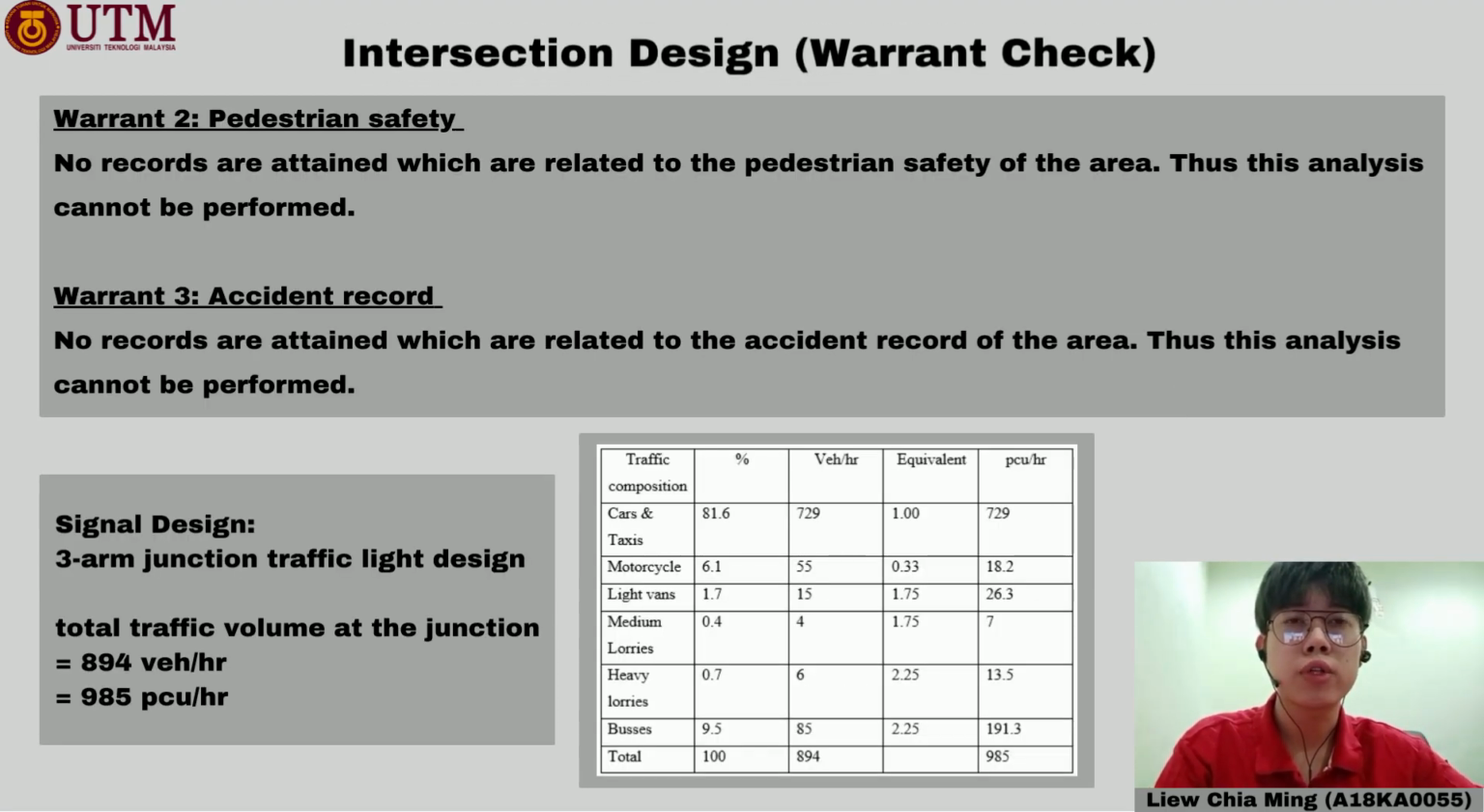Next, for warrant 2, pedestrian safety, and warrant 3, accident record, no records are available, thus the analysis cannot be performed. However, it is still required to design a 3-arm junction traffic light system, as it did not pass the check of warrant 1. The traffic volume at the junction is shown below.